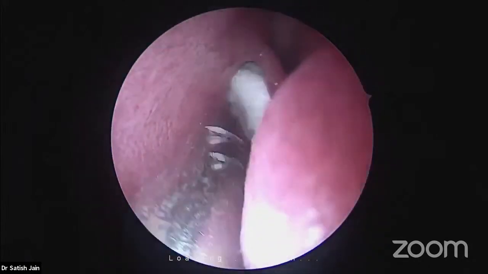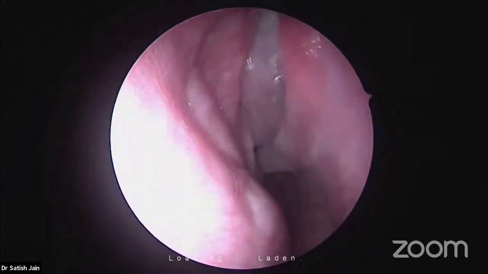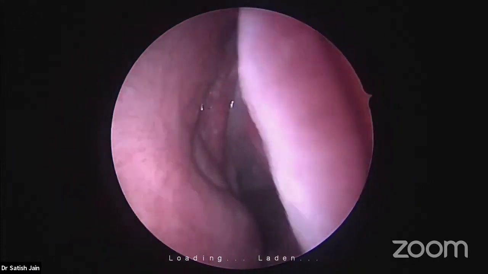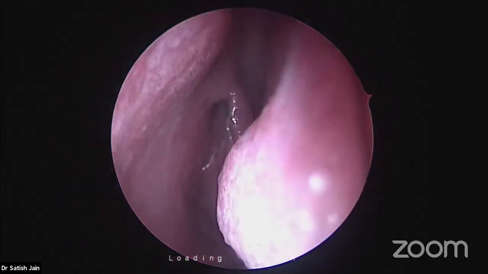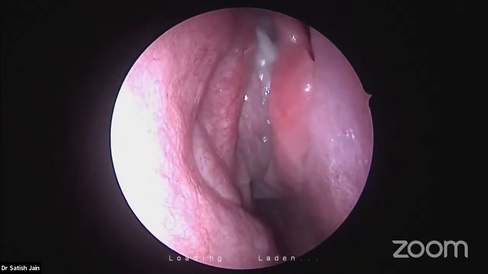This is the middle meatus now. My pack is in. Decongest. See, the polyps have been decongested. The initial picture, what you had seen, and now, is altogether different. I showed you the unprepared nose full of polyps, and now see.